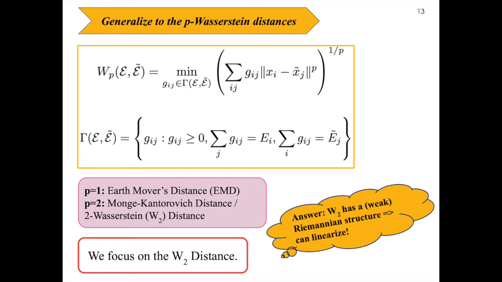So here is the definition. And we can see when p is equal to 1, we come back to our Earth mover's distance. And when p is equal to 2, we have a distance called the Monge-Kantorovich distance, also called the 2-Wasserstein distance, W2. So in our work, we will focus solely on the W2 distance. And the reason is because among all possible p, only the W2 distance enjoys a weak Riemannian structure, making it possible to linearize this metric. And we will see later that the linearization is the key that will save our life.